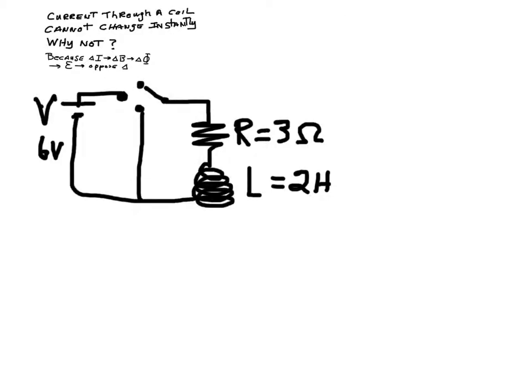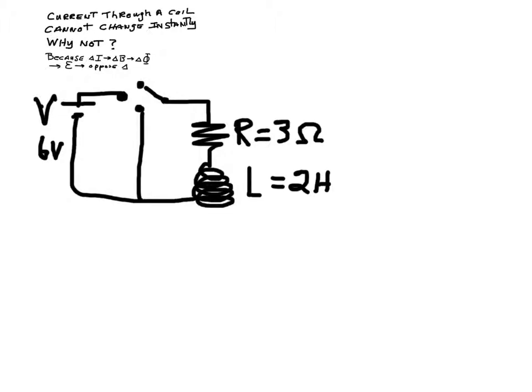So we're back to our circuit with numbers in it. We have the battery voltage, I've given a value of 6 volts. We have our three-way switch. We have our resistor, which has 3 ohms of resistance, and our inductor, which has 2 henries of inductance. And we want to ask the question, what happens?